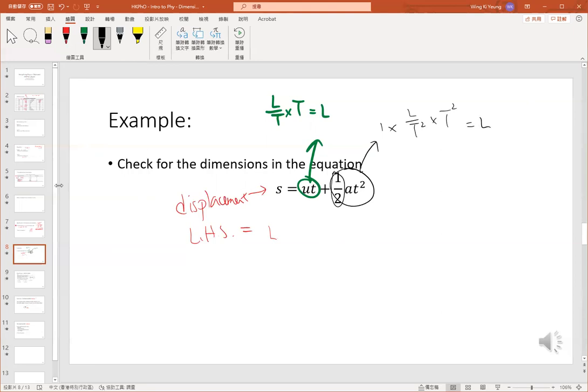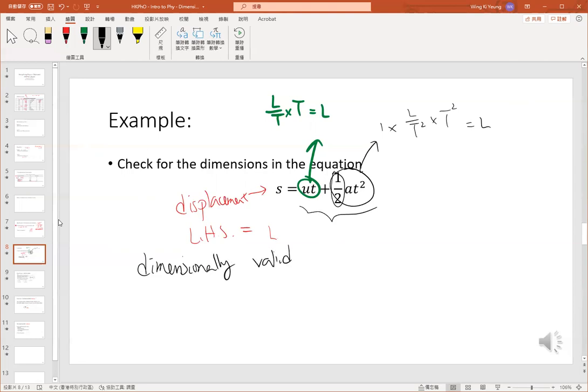Remember what I told you, okay? If you want to do the addition, only the quantities with the same dimension can do the addition or subtraction. On the right hand side, you can see it's length plus length. That's totally fine. They have the same dimension, so you can add them up together. And when you add length and length together, you still get length. And on the left hand side, still the length. So that means this equation is 100% dimensionally valid.